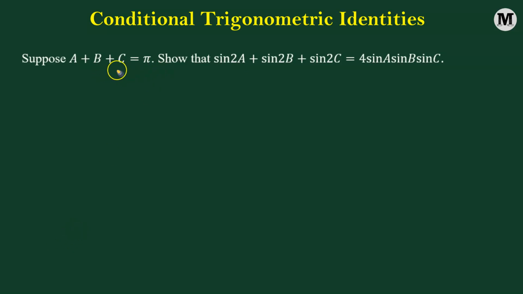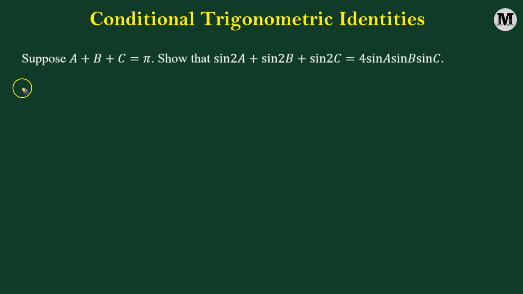Suppose A plus B plus C equals pi, where A, B and C are the vertices of a triangle ABC. We need to show that sine of 2A plus sine of 2B plus sine of 2C equals 4 times the product of sine of angle A, sine of angle B and sine of angle C.